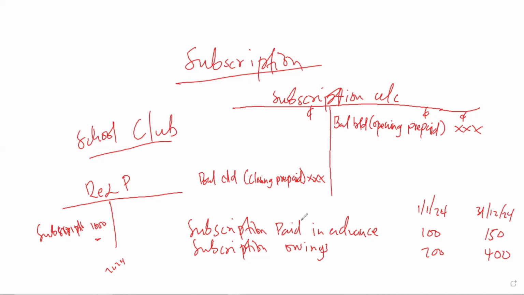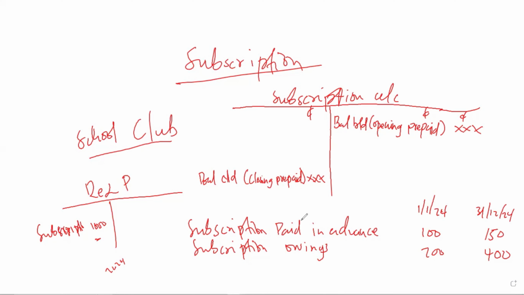Now you come to the subscription owing. Subscription owing is when members of the club have not paid their subscription due. So now 2024 has ended and we are in 2025 and we are still having some members who have not paid their subscription. Then it means the members are owing the club. If the members are owing the club, then it is an asset to the club. So subscription owing is an asset to the organization.